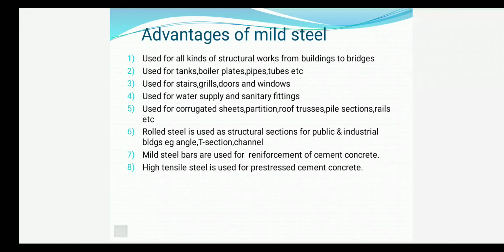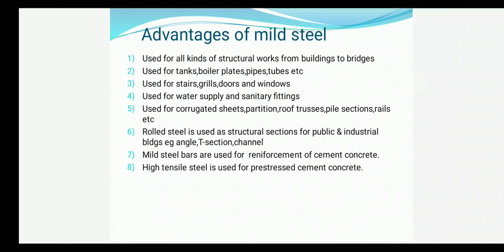Now let us discuss the advantages of mild steel. As you know, mild steel is the grade of steel also known as low carbon steel, in which the percentage of carbon is less than 0.2%. As this steel is very important as a building material, widely used for all types of structures, let us understand a few of the advantages of this mild steel.